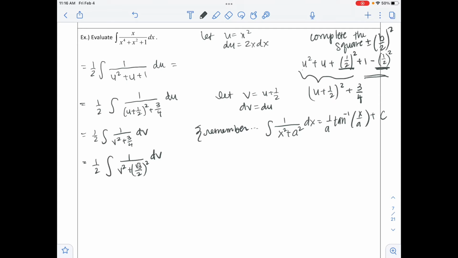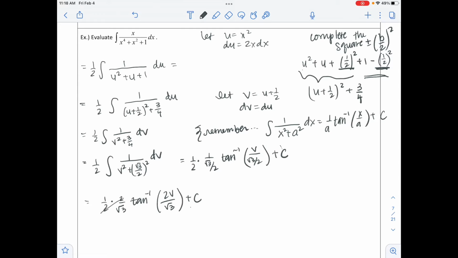It looks like the integral of this would be a tangent inverse. A for this problem is going to be rad 3 over 2. So integrating this, we're going to get 1/2 times 1 over a, so 1 over rad 3 over 2, tangent inverse of x over a. For x, we have v, and a is rad 3 over 2, plus c. Simplifying this, we have 1/2 times 2 over the square root of 3, tangent inverse of 2v over rad 3 plus c.